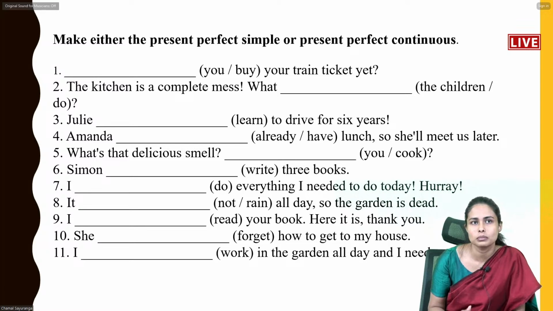Last one, no, not the last, the one before. She forget how to get to my house. Present perfect tense. Why can't we use present perfect continuous? Because there is no particular time in the sentence. Okay, is that the reason? Forget. What does the word forget mean? Is that an action verb or a stative verb? Stative verb. Can we use stative verbs in continuous? No. So better to go with present perfect. She has forgotten how to get to my house.